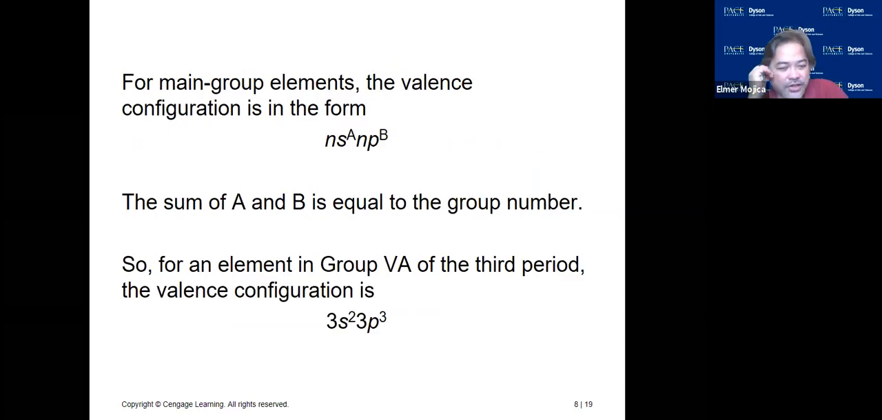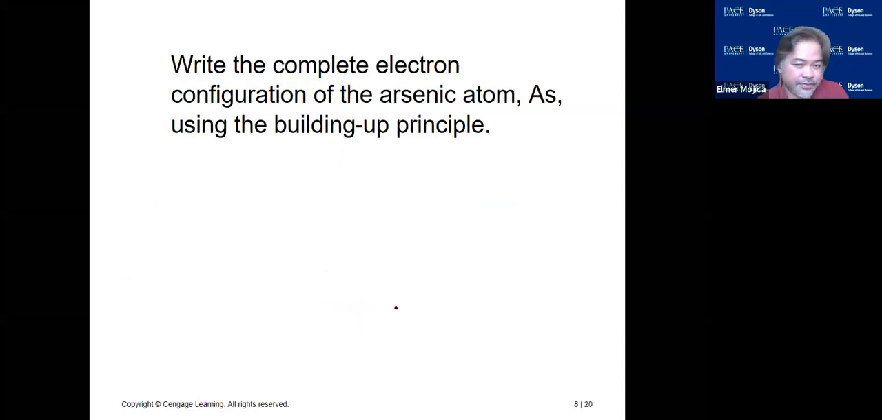Okay, so usually the sum of the A and the B in the representative elements is your group number. So for an element in group 5A of the third period, the valence configuration is this. So if it's 6A, it is 2 and 4: 2 for the S, S2, and then P to the 4. Okay, so let's try to do this.